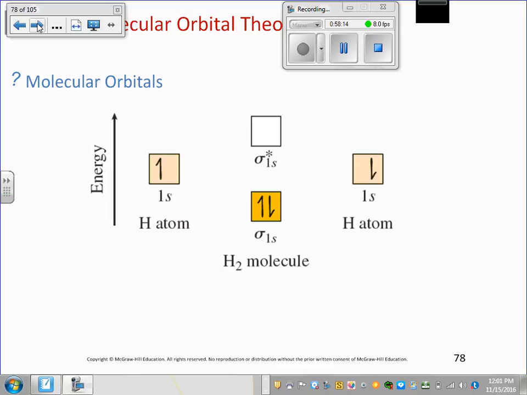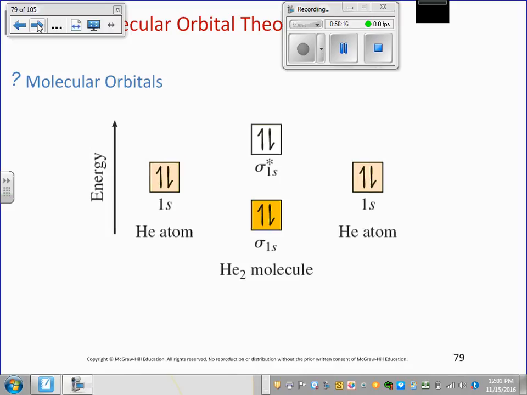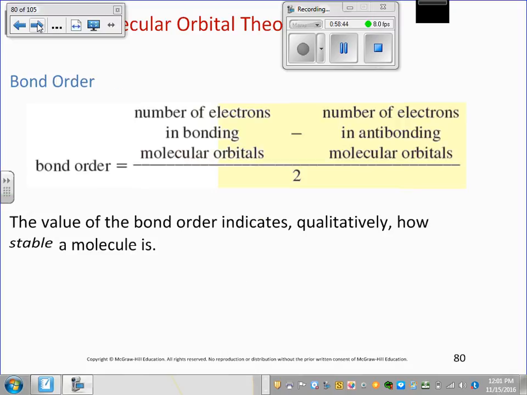Helium, on the other hand, they both have 1s2. So if we were to say, okay, can we make He2? Well, 2 of the electrons go into the bonding orbital, 2 go into the antibonding orbital. Well, it turns out that doesn't exist. You can't do that. And we're getting what's called bond order. Bond order is the number of electrons in the bonding molecular orbitals minus the number of electrons in antibonding molecular orbitals, divided by 2.